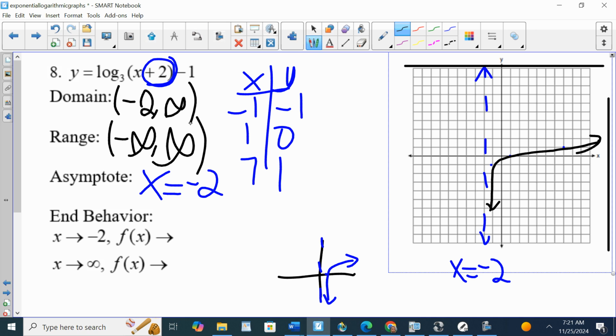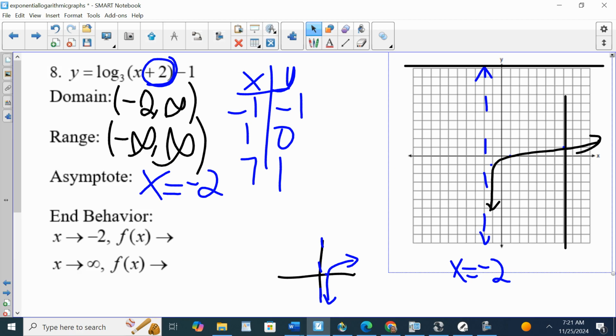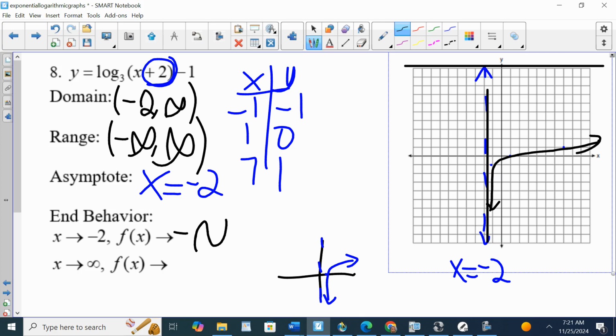End behavior as x approaches negative 2. As I get closer and closer to negative 2, the graph is going down, down, down to negative infinity. And as x approaches positive infinity, as I go to the right, the graph is pointing right. It's also pointing up. That is positive infinity.